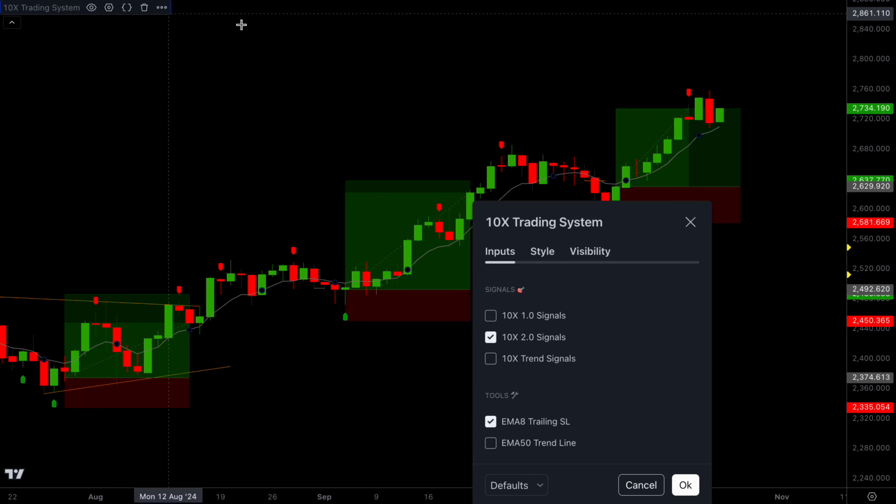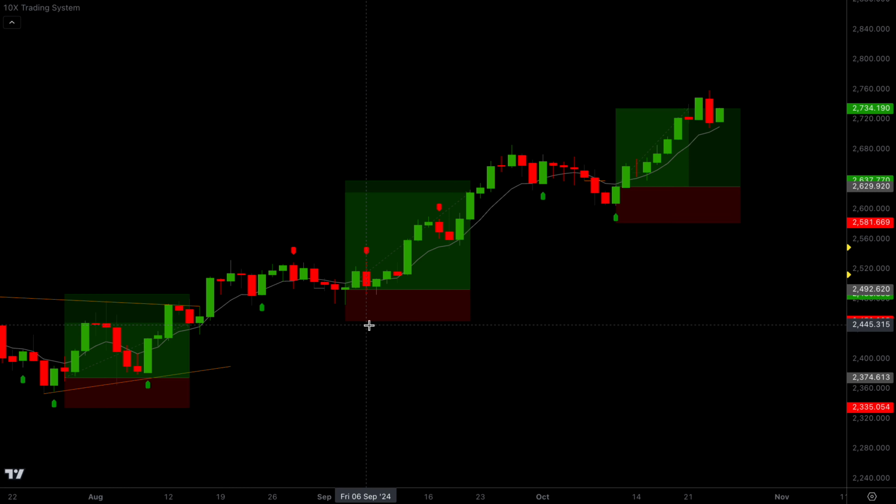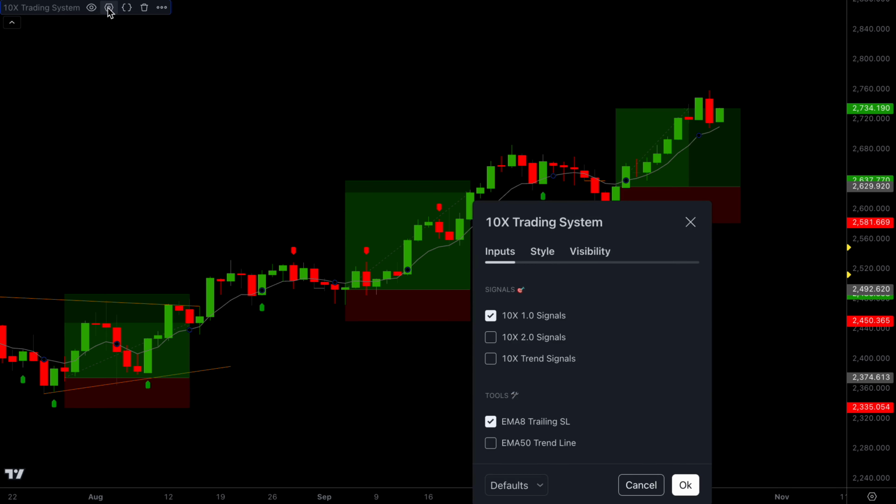And if we look at the 10x 1.0, that's the original first version, proven to work as well, but it gives fewer signals. And from what I heard from other members and what I see from my own trading, really focusing on 2.0 signals in the direction of the trend, or having just trend signals and applying the scaling out rules, take profit rules with the EMA 8 and everything is really the most successful way our members use it.